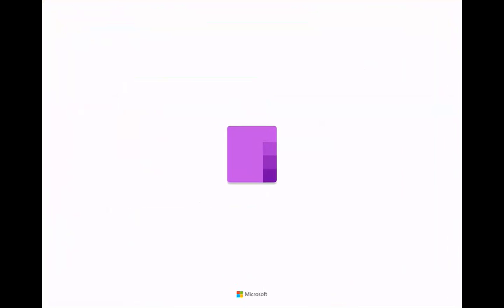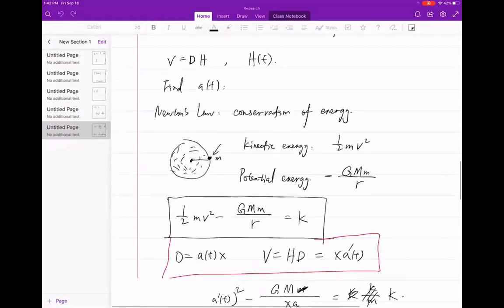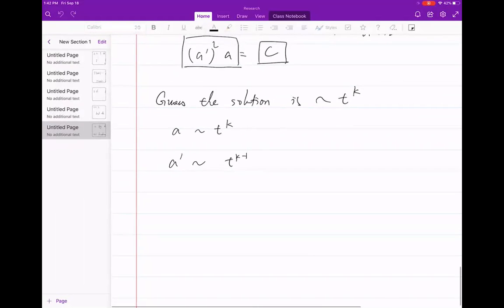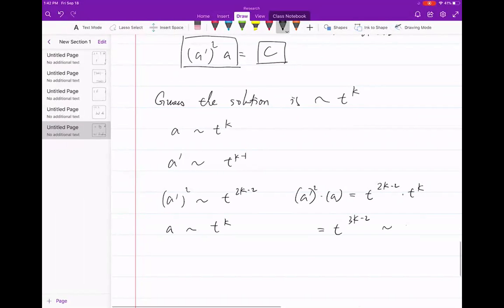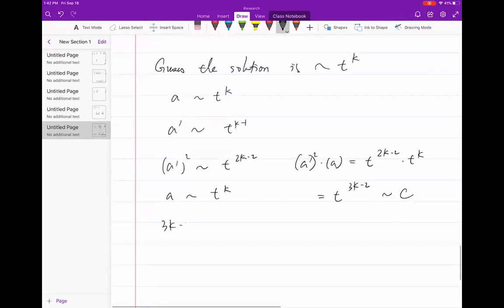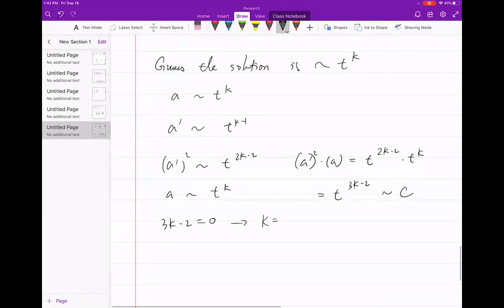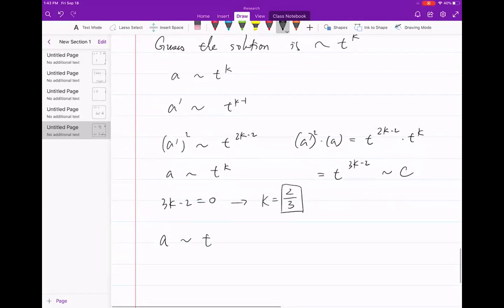Oh. You just need a square is t 2k minus 2. A is tk. A prime square times a is nothing but t 2k minus 2 times tk, which is t 3k minus 2. You want this thing to be like a constant. You just need 3k minus 2 equals 0, which give you k equals 2/3. So it's settled. A is roughly t to the 2/3. With some constant, I really don't care. It's roughly a polynomial. It's slower than linear.